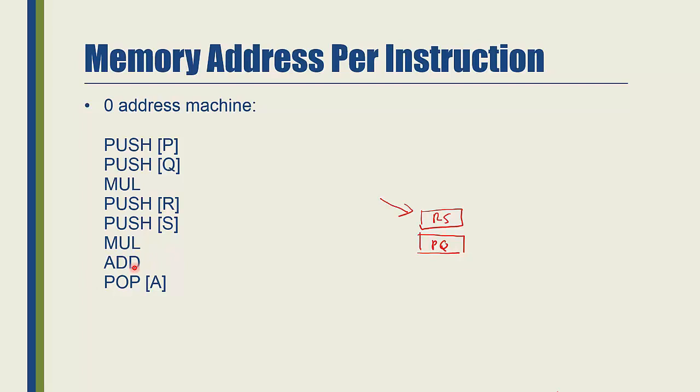And as we all know already, the two top elements on the stack are PQ and RS. So it is actually what we want to do in our expression. So the final result would then be at the top of the stack. So this is the zero address machine doing operation on a stack data structure.